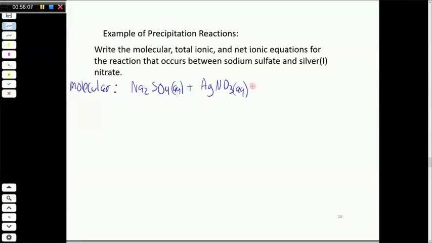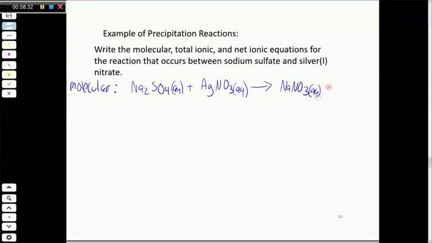And then for the products, remember, we swap the cations and the anions with each other. The first compound has sodium cations, and we pair that with the anion from the second one, which is NO3-. So we pair Na+ with NO3- to give NaNO3, sodium nitrate. From solubility rules, we know that this is soluble because sodium and nitrate are always soluble. So that's kind of our no-brainer.